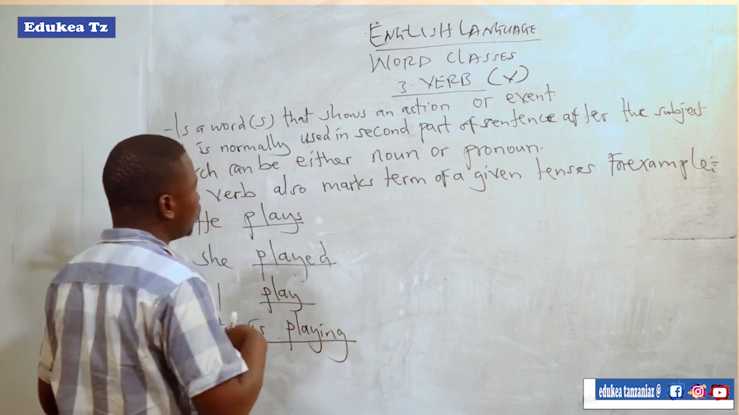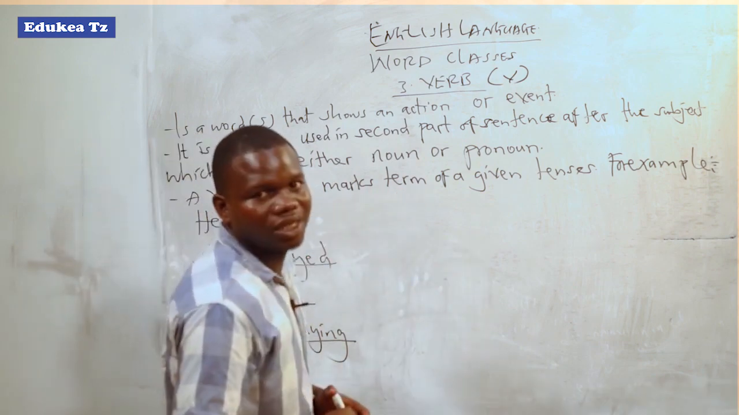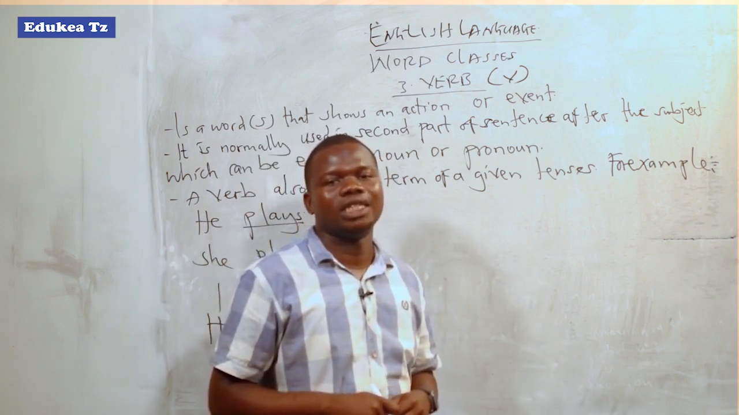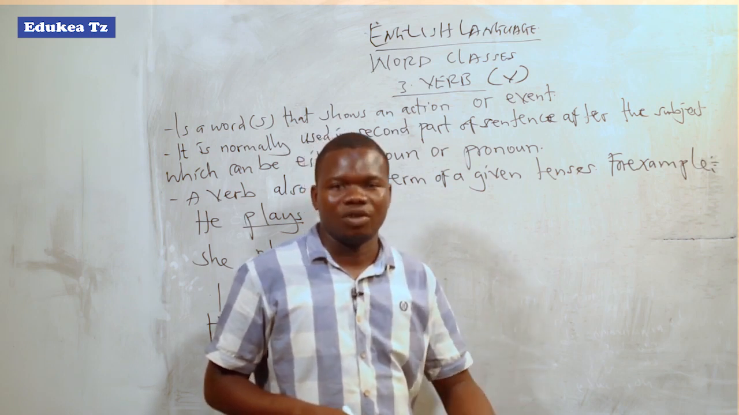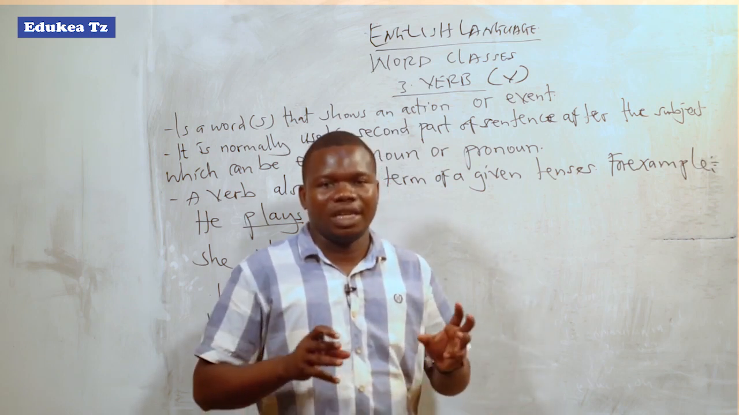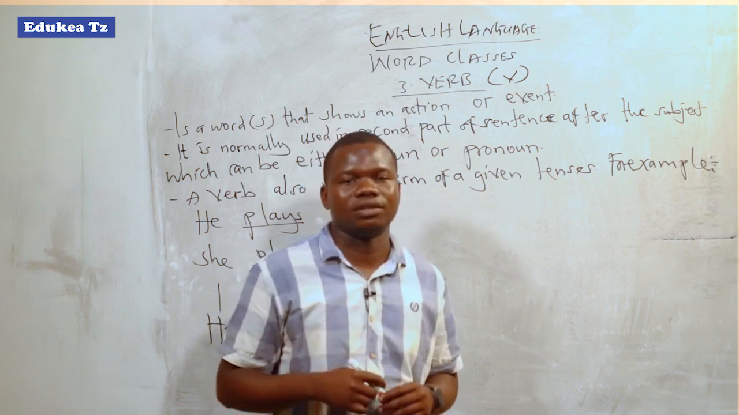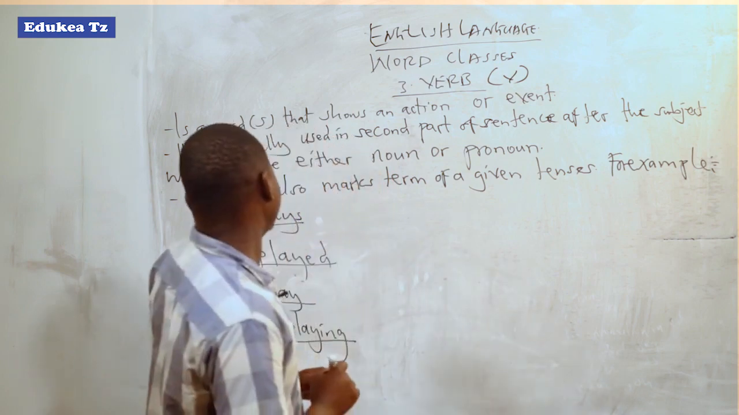The verb also marks the time of a given sentence. Another feature of verbs is that they mark time or they show time. How can we determine the time of a given sentence? It is through these words, which are verbs. Let us observe the following examples.